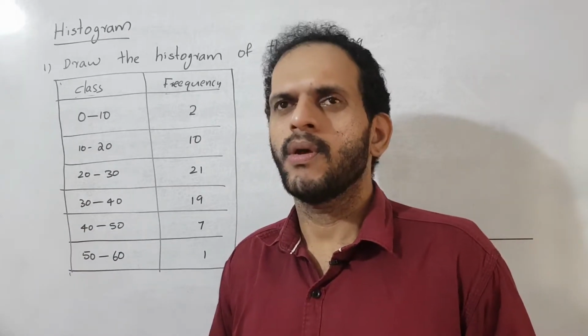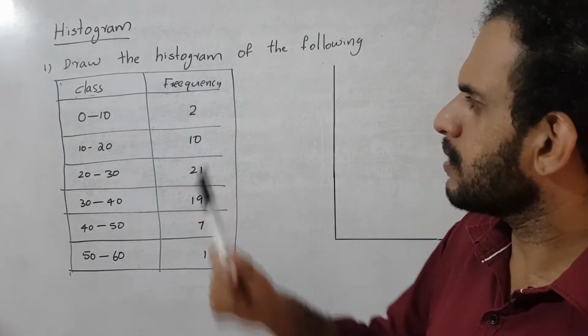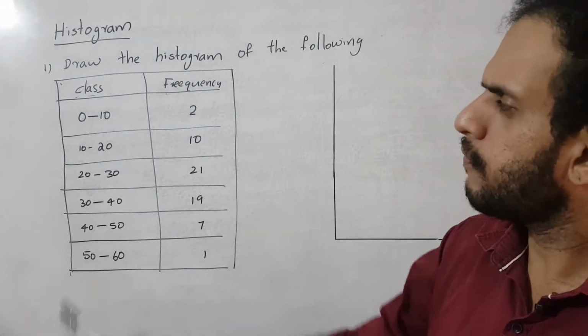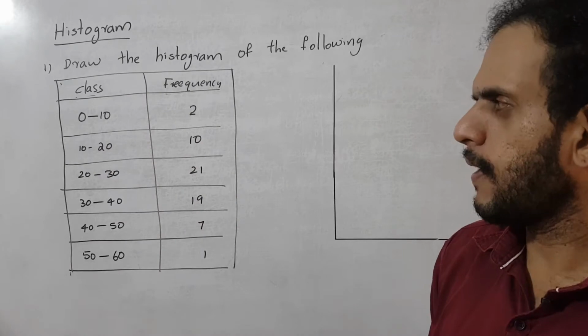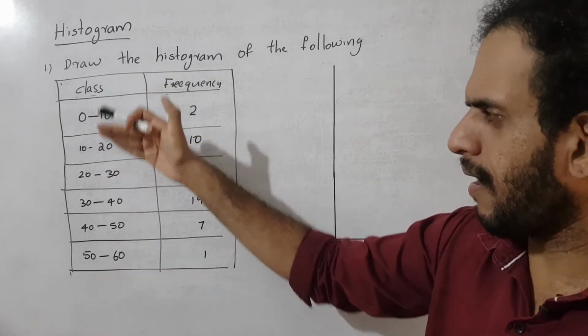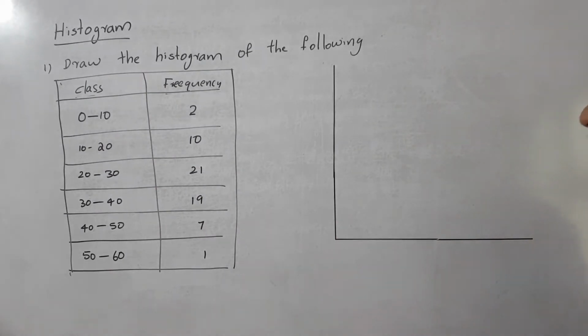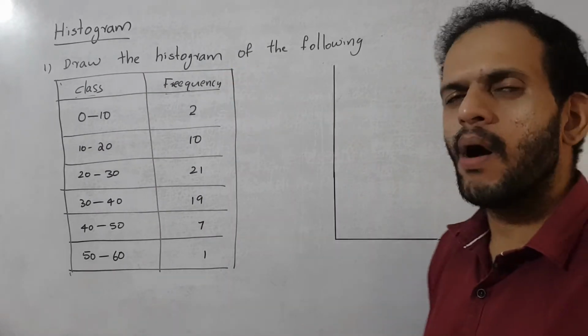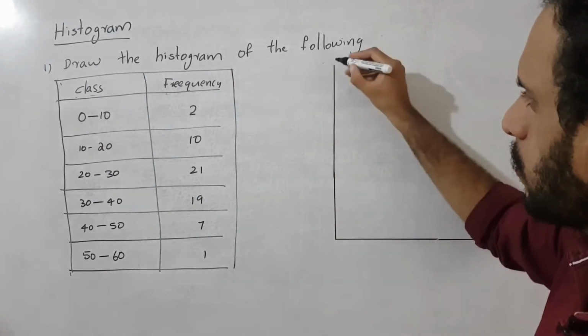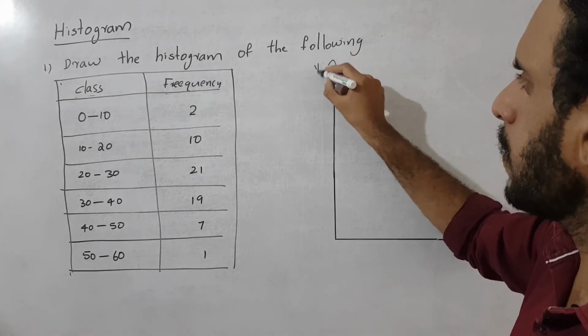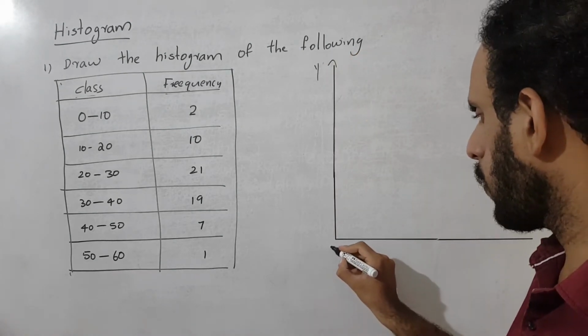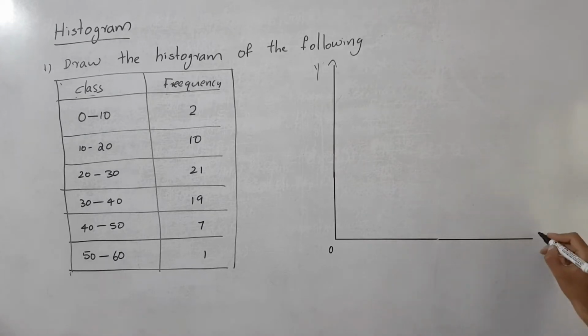Okay, so then what is next? We need to draw the histogram, the bar graph of this table. We know the classes we mark on the x-axis and the frequency we mark on the y-axis. Then the meeting point of the y-axis and x-axis we denote as O, or origin. Then this one is the x-axis.